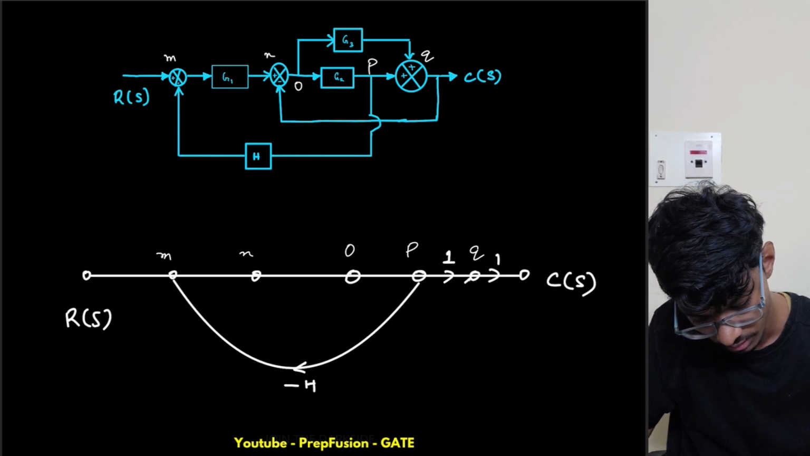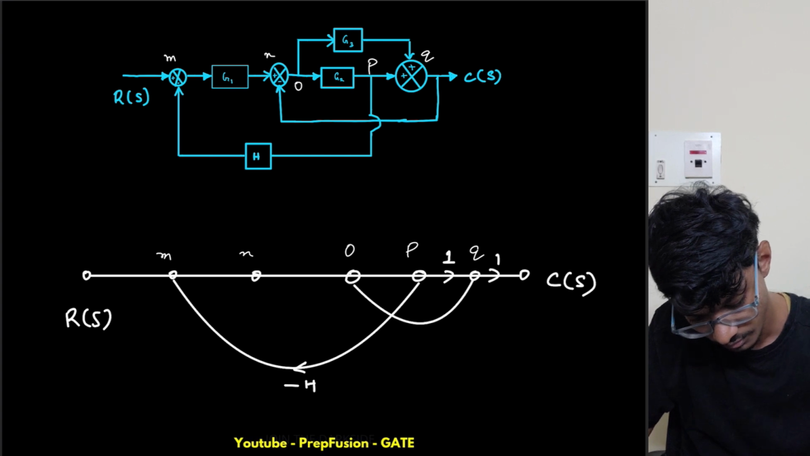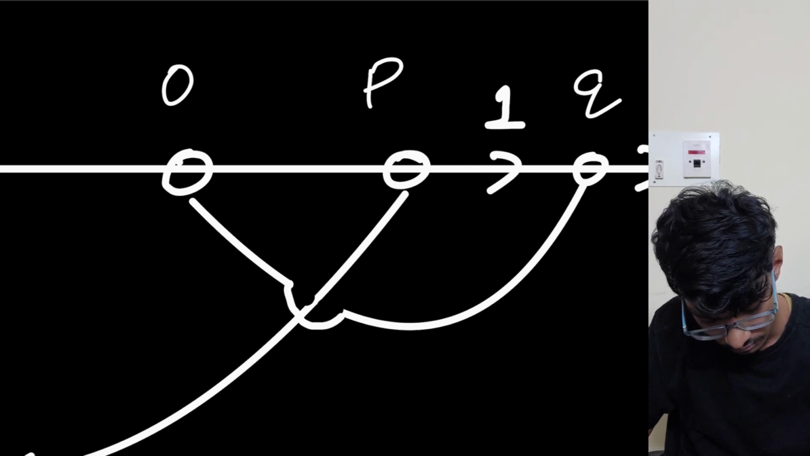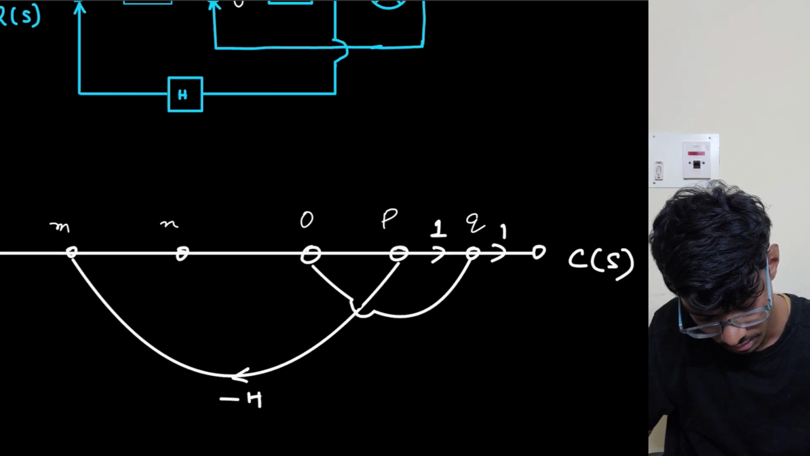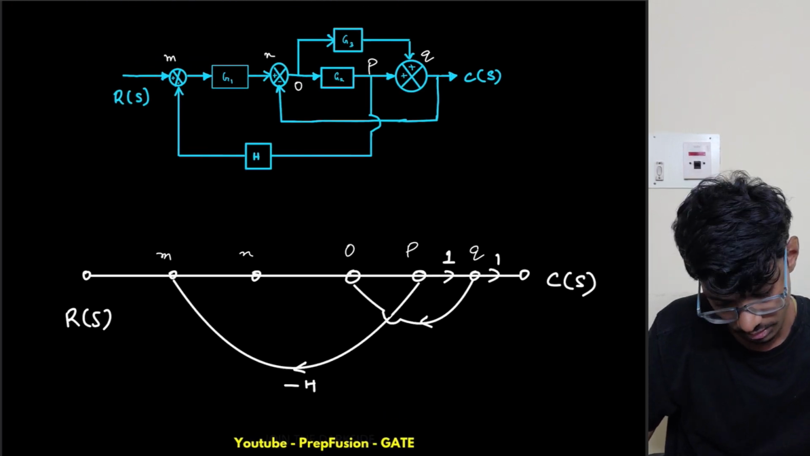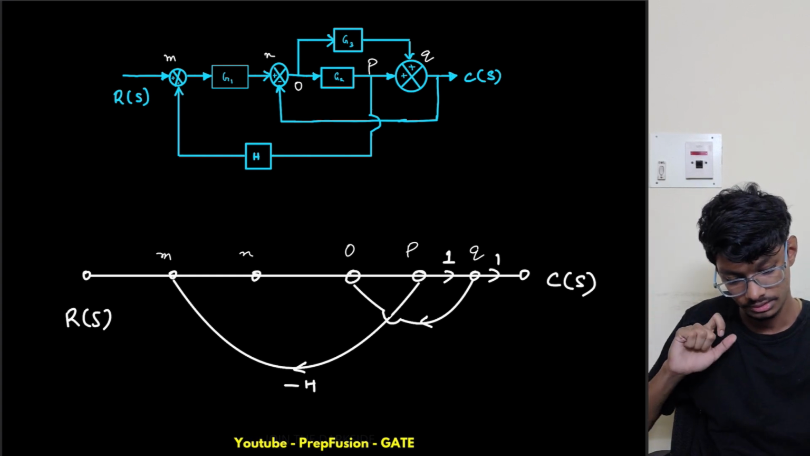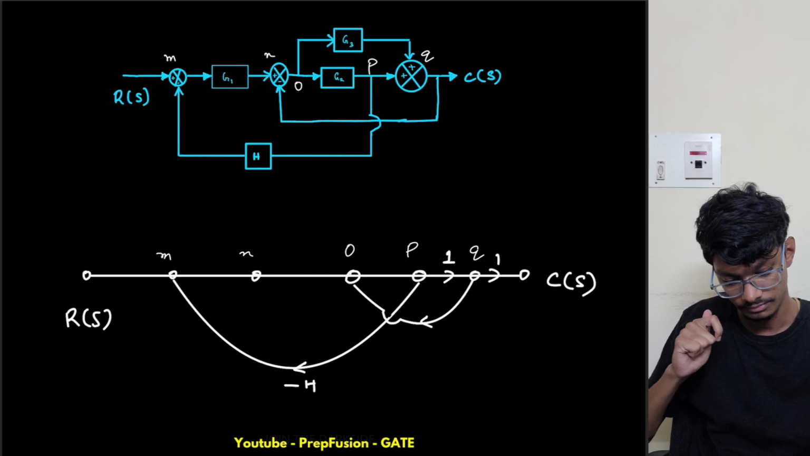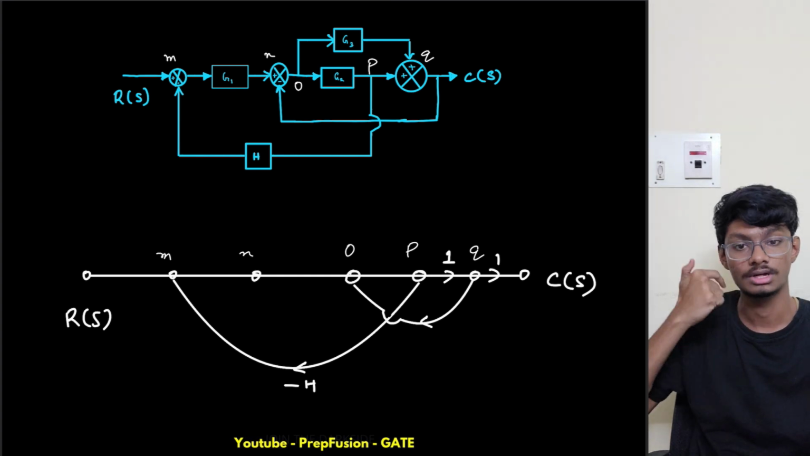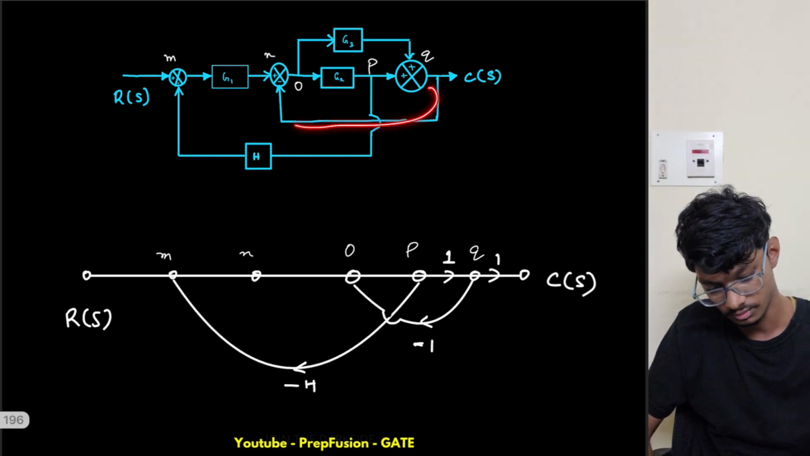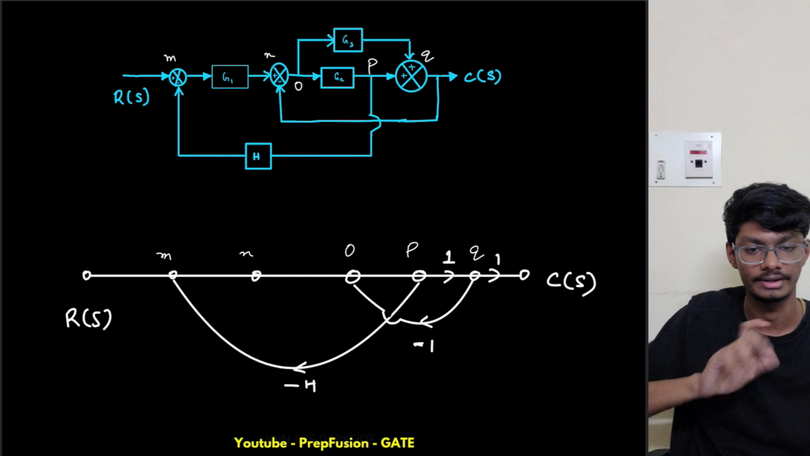How I'll draw this is like this one only. Q to O. I will just delete this slightly here. This is like this, Q to O. And what is this Q to O? Q to O is simply, what is the gain? Gain is 1 only, but this is negative feedback this time, so this will be minus 1. Just remember the gain here is 1, but it is negative, right? So it will be minus 1.